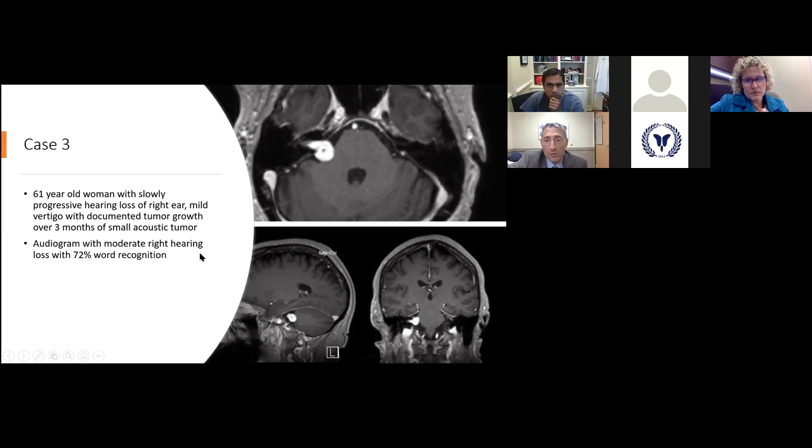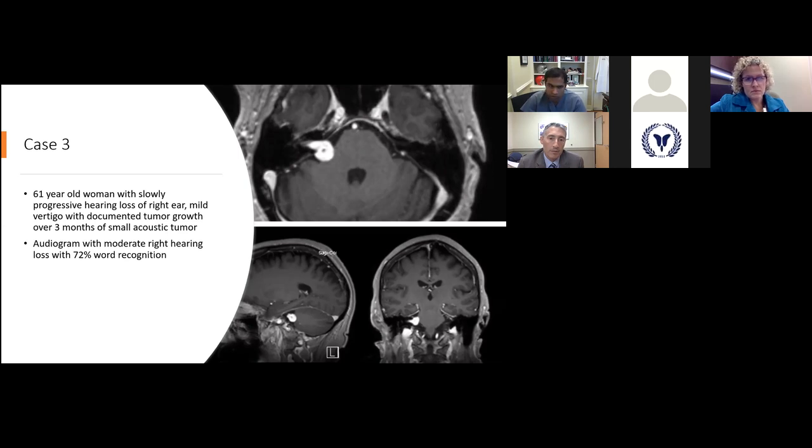So, Ashok, what do you think about this one? Yeah, I would definitely go ahead and proceed. That's pretty rapid growth, right, for a tumor. Yeah. Initially, I was going to say if she had not demonstrated that growth, 72% word recognition score, there's less to lose if you just wait 6 months and keep dragging it out. But in this situation, growing 3 to 4 millimeters, I think you're at 12 to 15 millimeters size right now. You'll be rapidly getting into a bigger surgery.